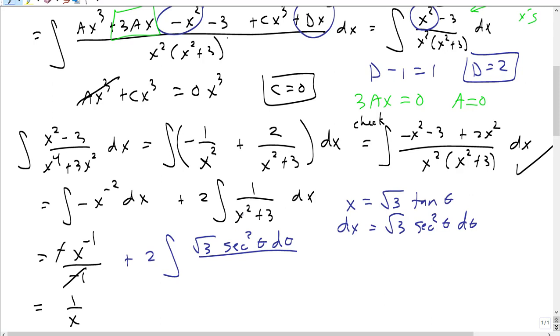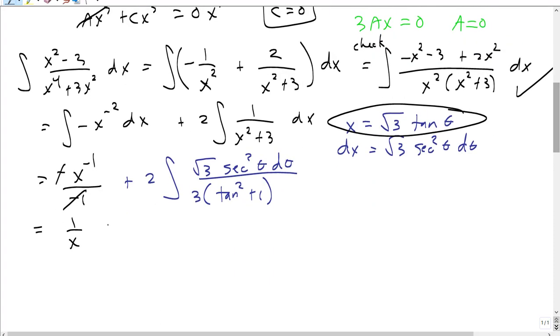Down below, x squared plus 3 is going to be 3 tangent squared plus 3. The 3 will factor out, tangent squared plus 1. I'm having to fix this. I had just said tangent squared plus 1 is secant squared, and I thought that was just secant. I'm so used to square roots of these things. Nope. This is 2 root 3 over 3. We have secant squared of theta d theta up top, and tangent squared plus 1 is secant squared of theta. So these secants go away entirely.